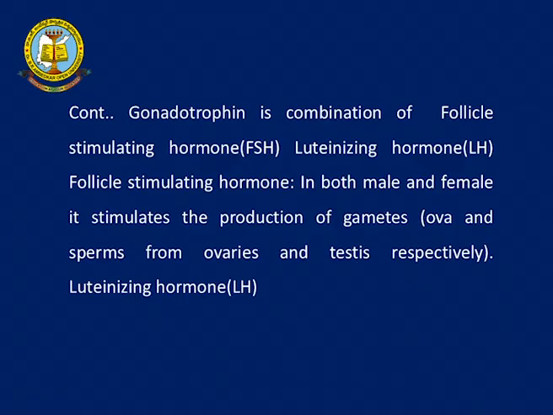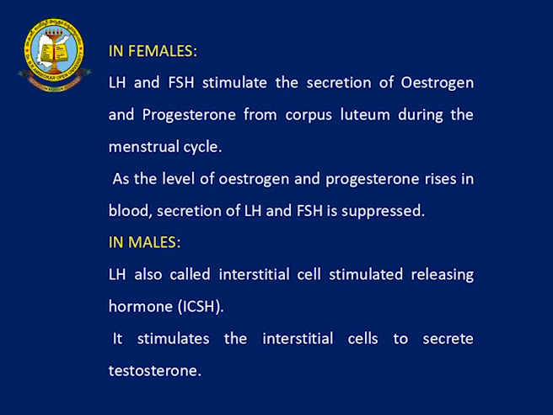The luteinizing hormone LH in the female, and LH and FSH stimulate the secretion of estrogen and progesterone from the corpus luteum during the menstrual cycle. As the levels of estrogen and progesterone rise in the blood, secretion of LH and FSH is suppressed. In the male, LH is also called interstitial cell stimulating hormone, and it stimulates the interstitial cells and the secretion of the testosterone molecule.